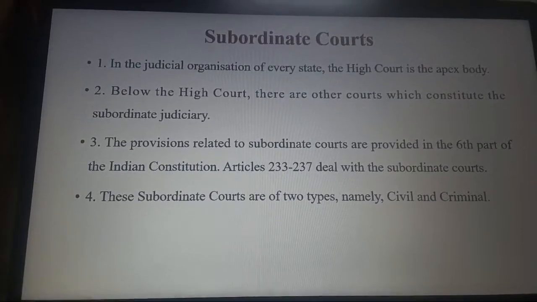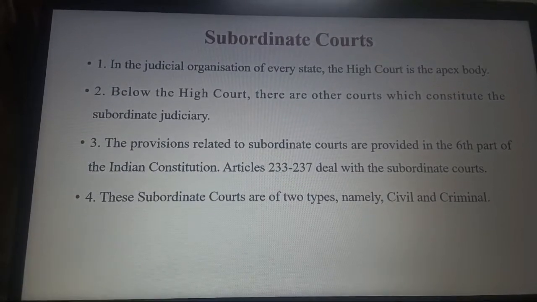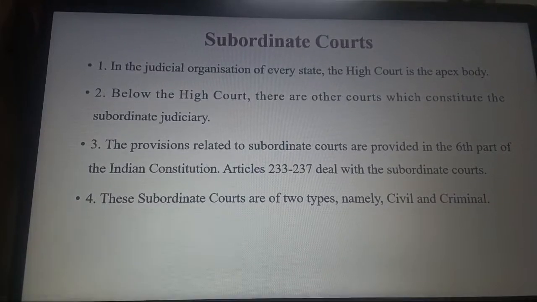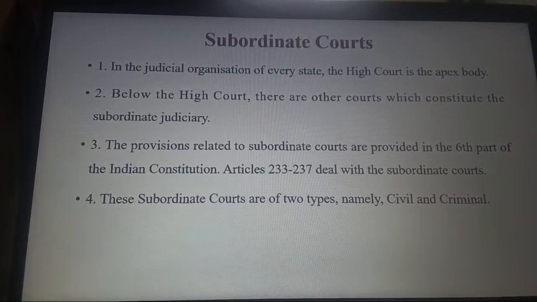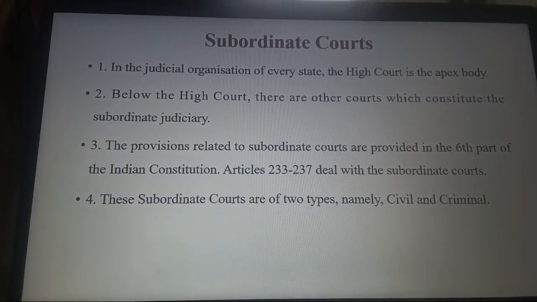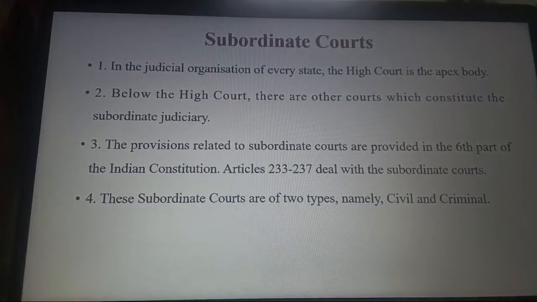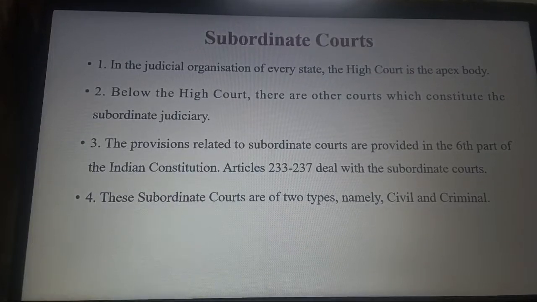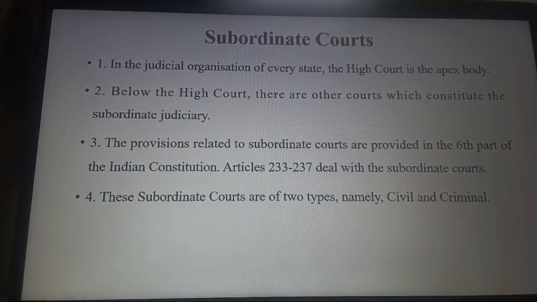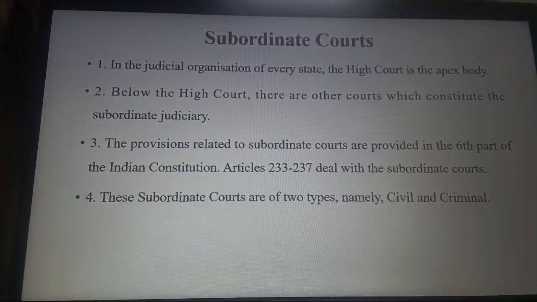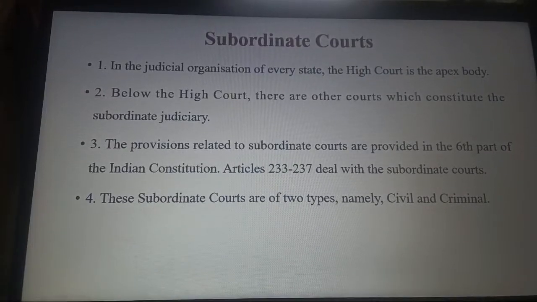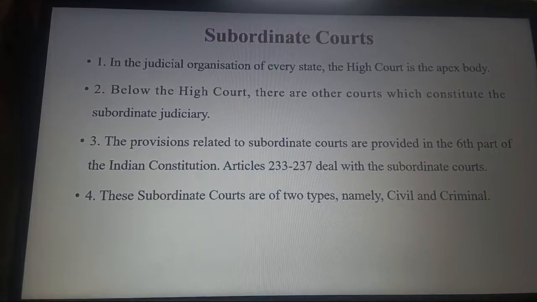Subordinate courts. In the judicial organization of every state, the High Court is the apex body. Below the High Court, there are other courts which constitute the subordinate judiciary. The provisions related to subordinate courts are provided in the sixth part of the Indian Constitution. Articles 233 to 237 deal with the subordinate courts. These subordinate courts are of two types, namely civil and criminal.